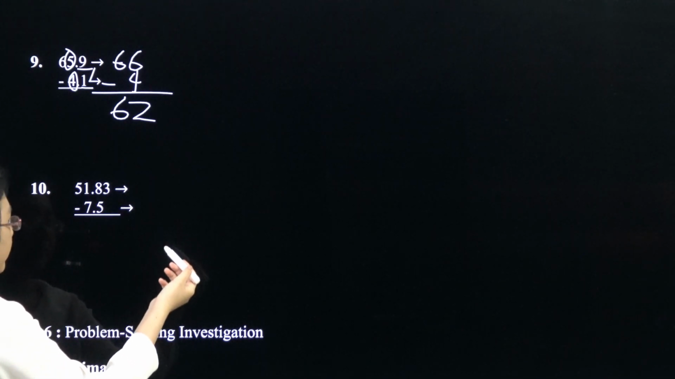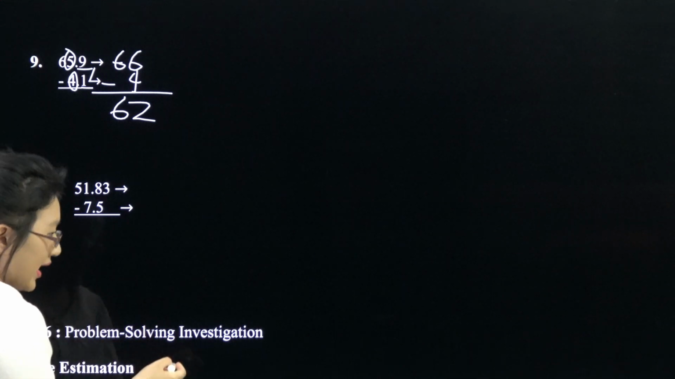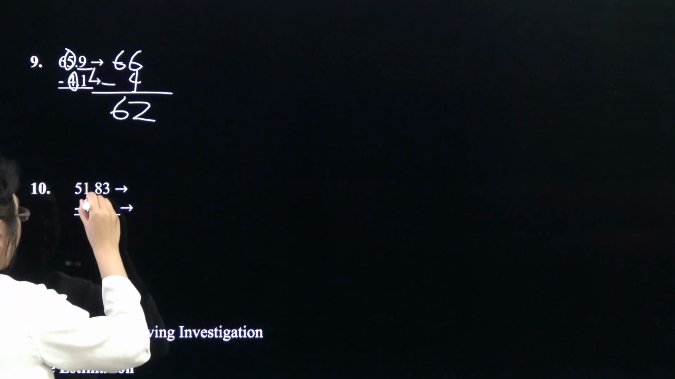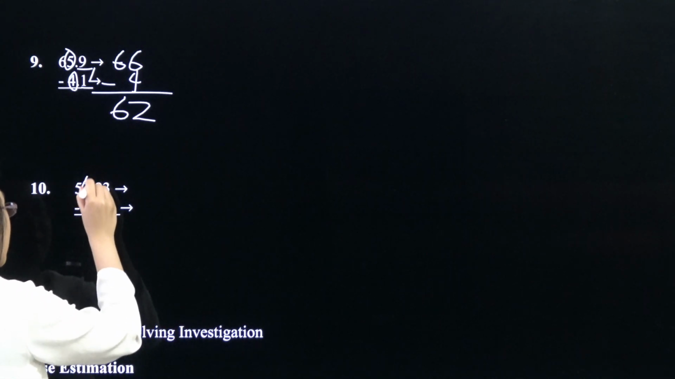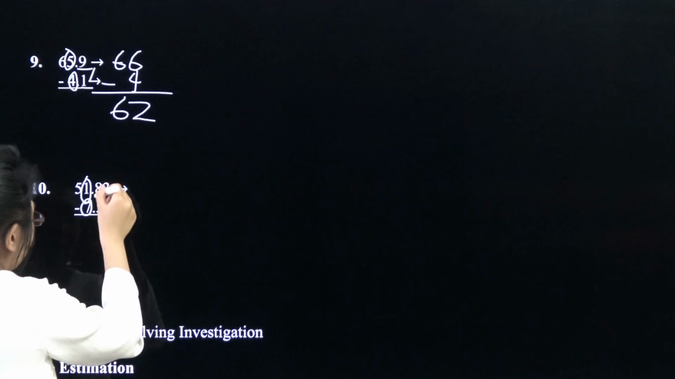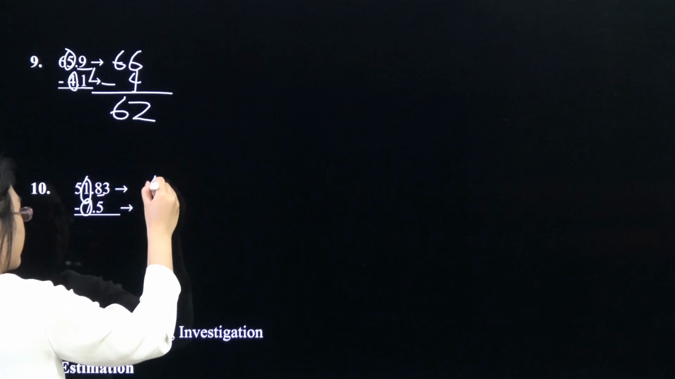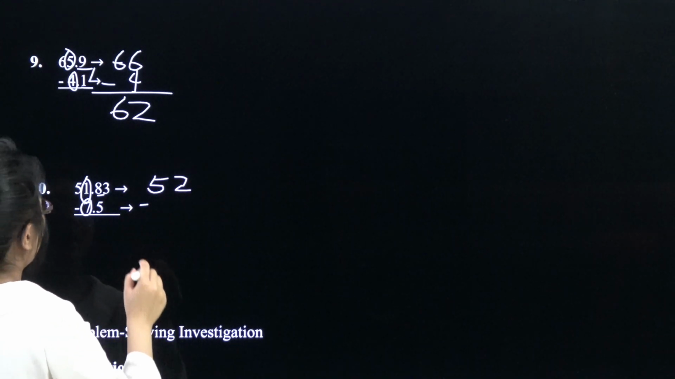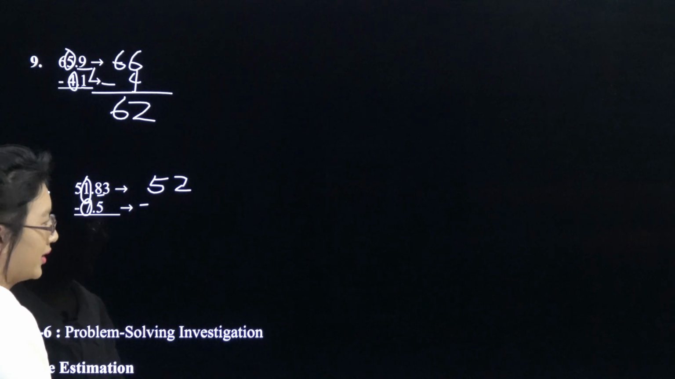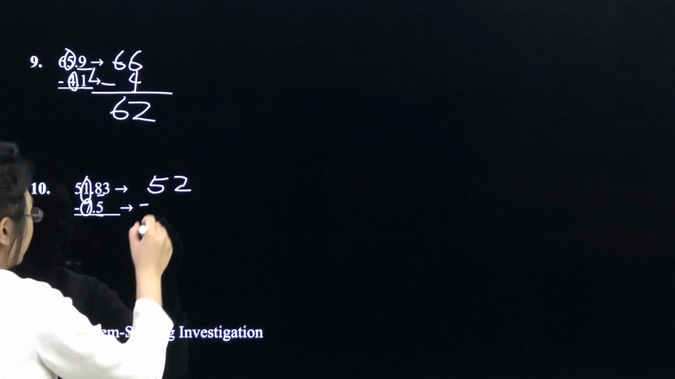Now over here, 51.83, and then there's 7.5, and 7.5 is smaller, so we're going to round according to that one. We're rounding to the ones again. So for 51.83, we move 1 to the right, it's an 8. We round up, so that's 52, minus 7.5, well, if we're going to round to the ones, we're going to look at the tenths. It's a 5, so we're going to round up.